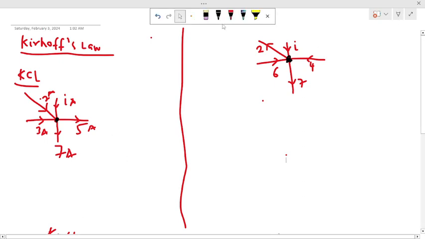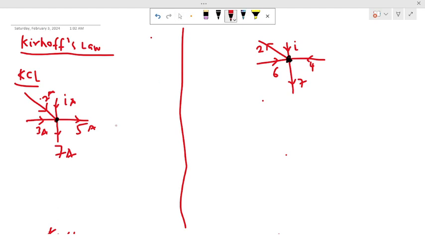Suppose we have a question in this form for a Kirchhoff current law. This law states that the sum of currents that are entering into a node is equal to the sum of currents that are leaving that node. So from this question, we can see that currents 3 ampere, 2 ampere and I ampere are entering the node, and currents 7 ampere, 5 ampere are leaving the node.